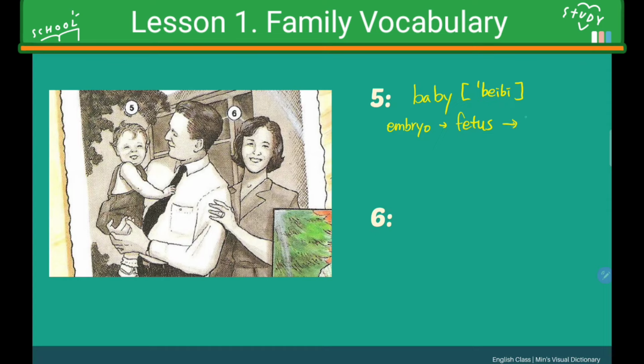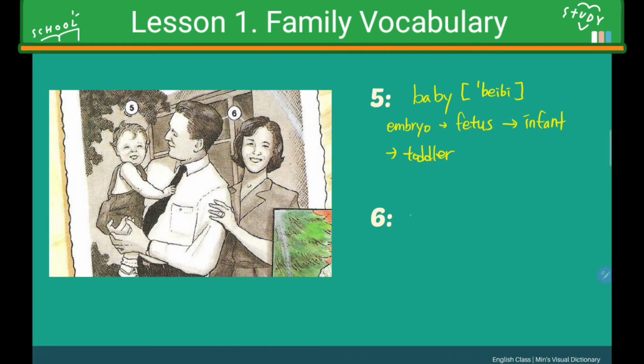And next we have infant. So now the baby is finally born, and the newly born baby, we call that an infant. And the baby is a little bit older now and starts to crawl, starts to walk around, and we call that toddler. Toddler. Okay, so those are the terms for babies.